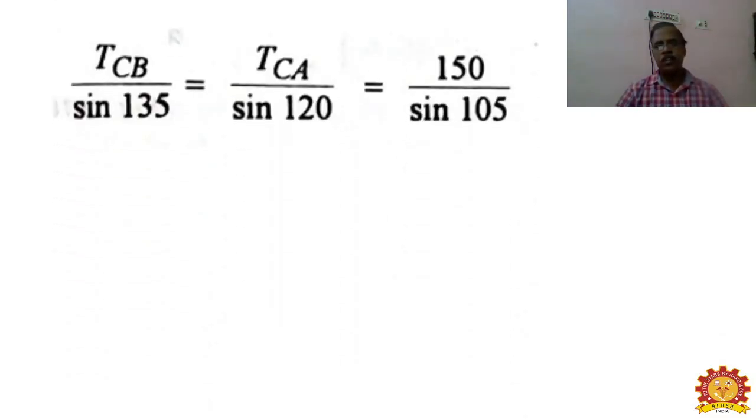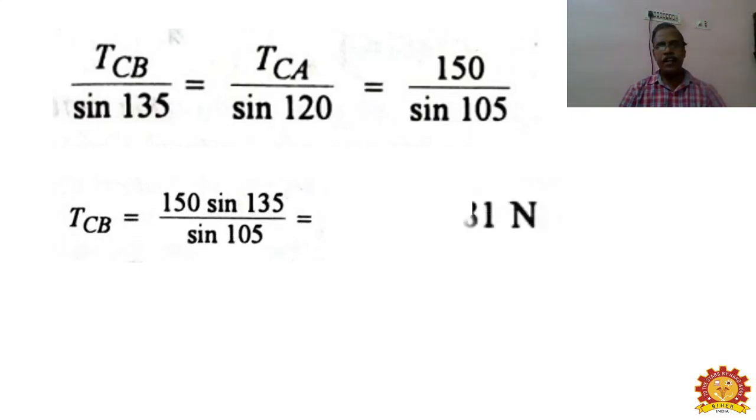You will get the solution like this: TCB divided by sine 135, and TCA divided by sine 120, is equal to 150 divided by sine 105. By equating these three, it's very easy to find the two unknown values, TCB and TCA, by equating any two equations. For example, the first and third: TCB divided by sine 135 is equal to 150 divided by sine 105. Cross multiplication will give the value of TCB, which will be taken as 109.81 Newton.